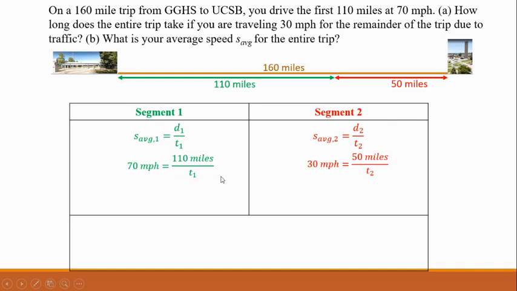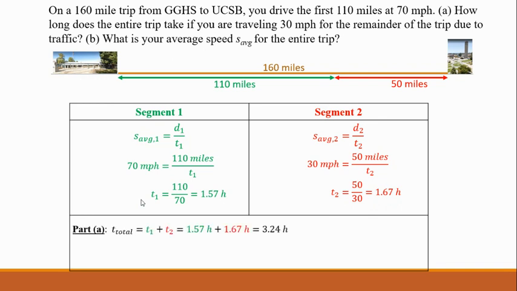To solve for T1, you want to go ahead and multiply both sides by T1 at the same time. Divide both sides by 70. If you do that properly, you should get this statement that just came up. And if you reduce it, you'll get about 1.57 hours. The same algebra step can be calculated for the right side of the chart, and T2 should come out to be about 1.67 hours. So therefore, to answer part A, to find the total time, simply take T1 plus T2, and those two values should add up to give you about 3.24 hours.